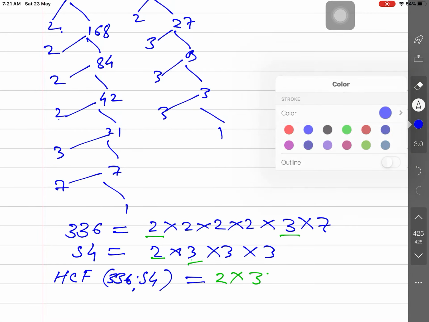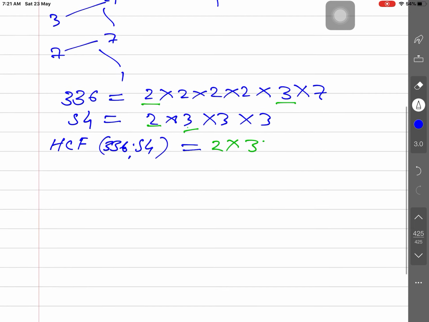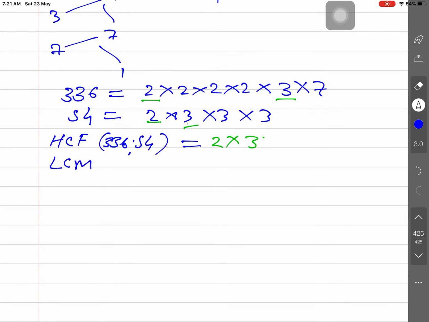Now we are to write down the LCM. It's the LCM of 336 and 54. What is that here? For the LCM, at least it must be that each factor is taken at least 1 time. 2 is there in both, yes, 1 time you have to write 2 here, but 3 not here, so 2 will be written here, 3 will also be written here. Now 2 here, 3 here, again 2 will be written here, and 3 is also there.